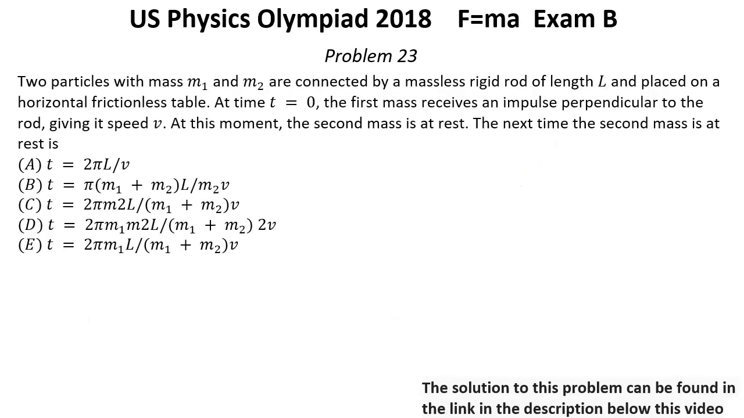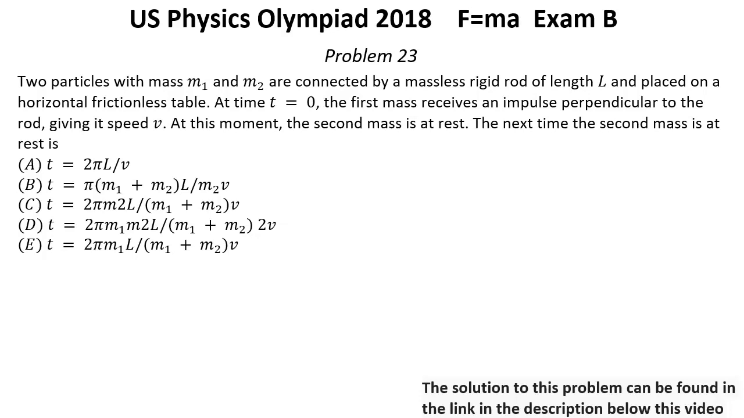Problem number 23. Two particles with mass m1 and m2 are connected by a massless rigid rod of length L and placed on a horizontal frictionless table. At time t equals 0, the first mass receives an impulse perpendicular to the rod, giving it speed v. At this moment the second mass is at rest. The next time the second mass is at rest is next one. Solution for problem number 23.